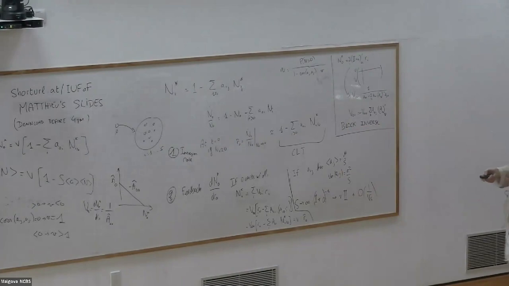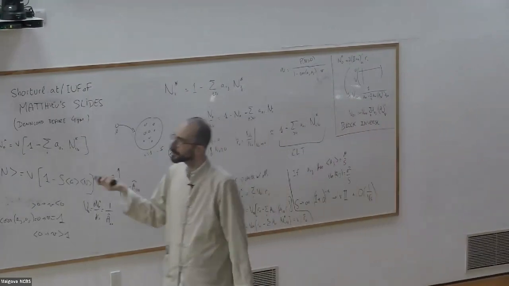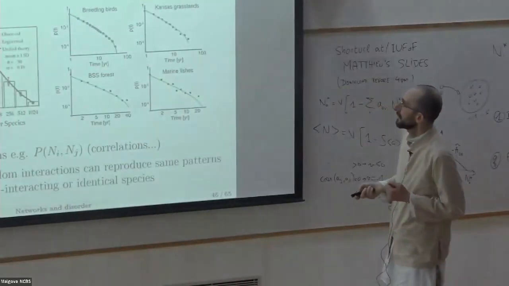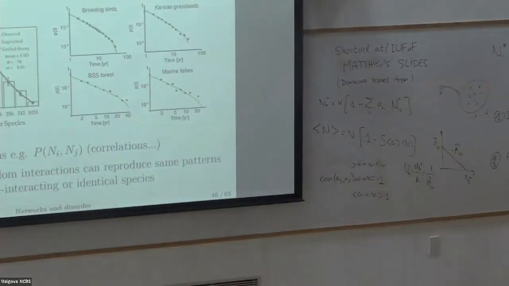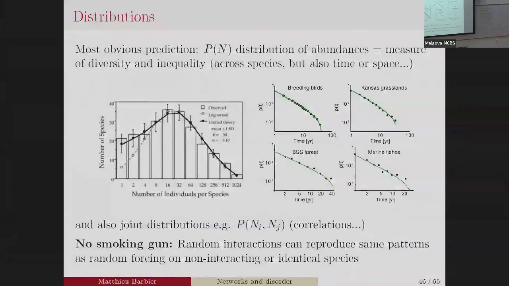Right. So the point I wanted to make with this slide is you can use this theory, and I'm not going to prove it, to do things that look like this data. Why not? The problem is none of these things are really a smoking gun for random interactions, in the sense that you could get the same patterns with a random environment and zero interactions, or a random environment and neutral interactions.